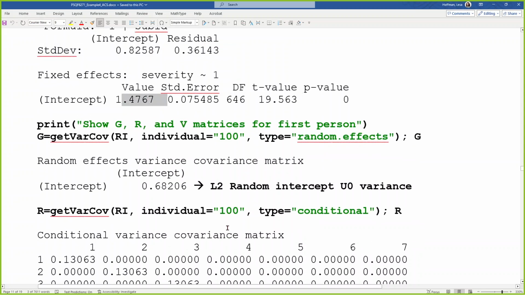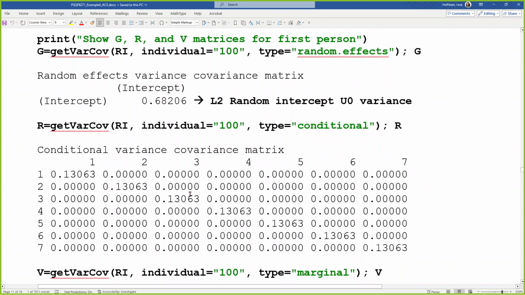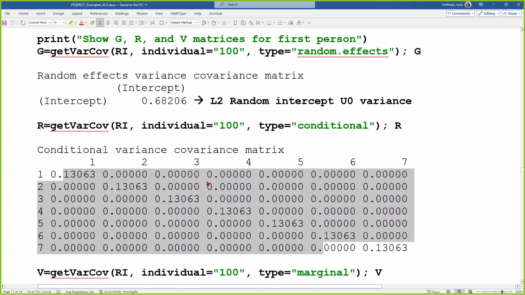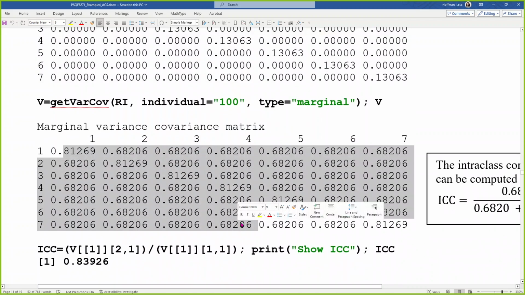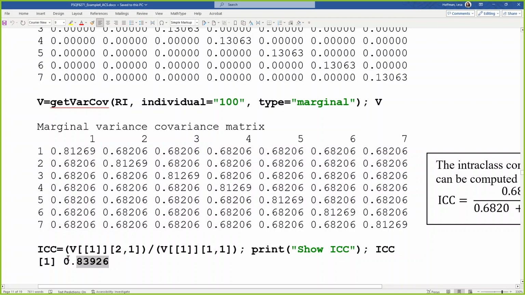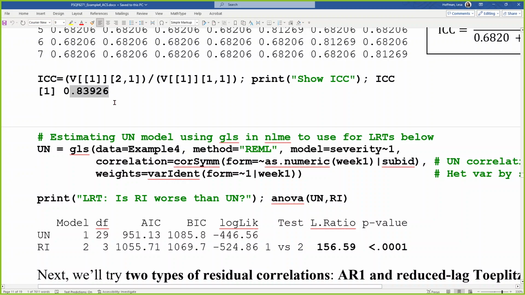Here's my fixed intercept. We've been ignoring that most of the time. So here's G, that one number. That's my level 2 intercept variance. If I take that and stick it everywhere in here, then you get the result of V. And there's my intra-class correlation of 0.84 that I got before. This model is the same thing as compound symmetry, just structured a different way so that we can have more flexibility in what R is.